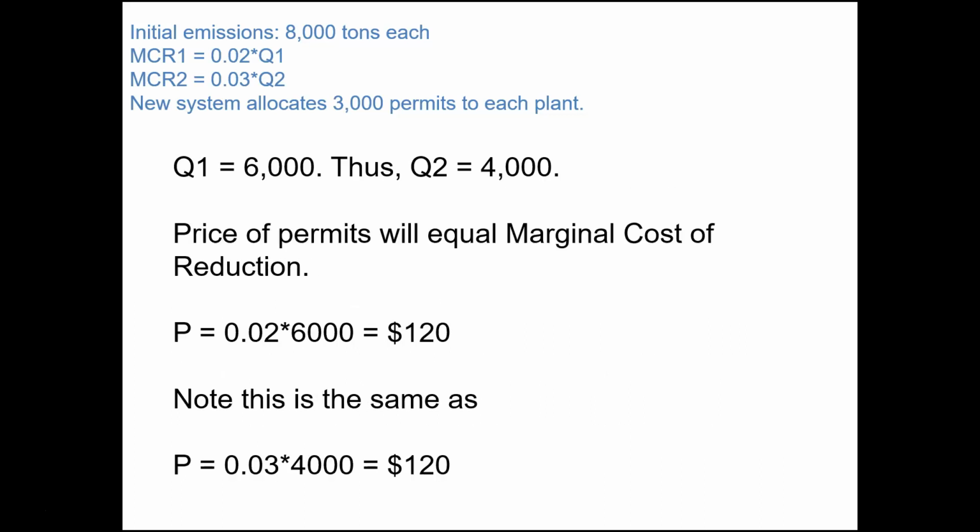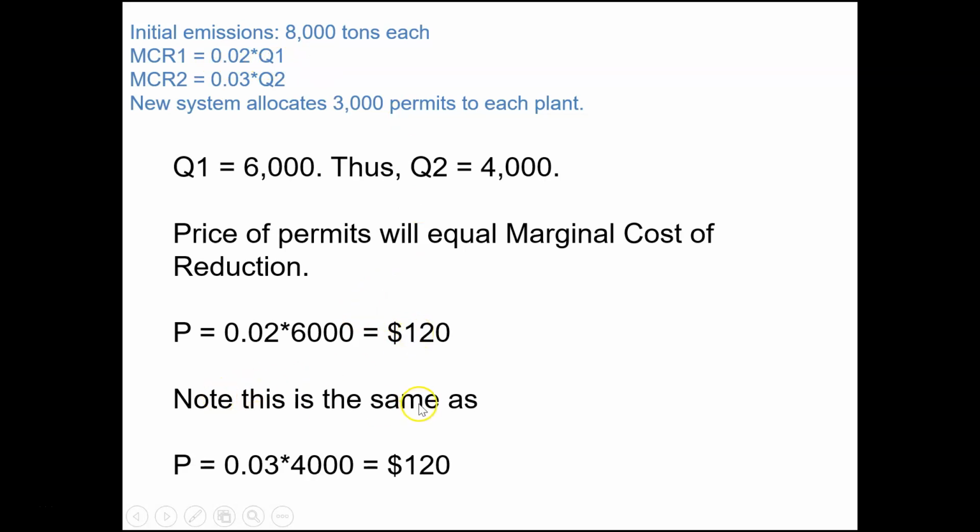So the last question then was, what did firm 2 pay for those permits? What was the price of the permits? The price of the permits will always equal the marginal cost of reduction in the end. And so we can set P equal to 0.02 times 6,000. So that's just the marginal cost of reduction for firm 1, which is 0.02 times how much they reduced, which was 6,000. So the answer is 120 bucks.